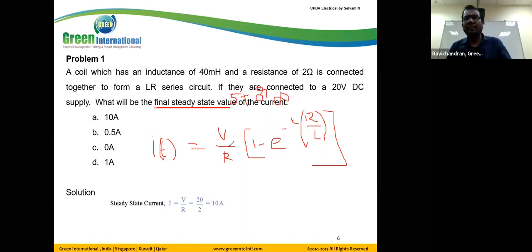So in general, we say the infinity for exact value is a phi t, which gives 99.99%. So the simple formula is, substitute for infinity, we get V by R. So steady state current I is equal to V by R, V is equal to 20 volt, resistance 2. So 20 by 2, 10 amps is the answer.